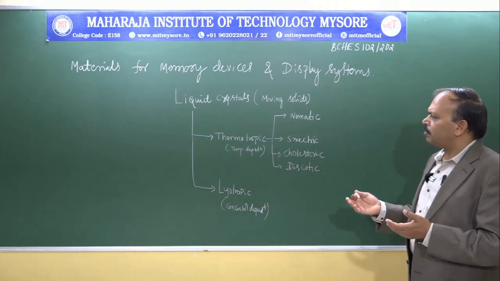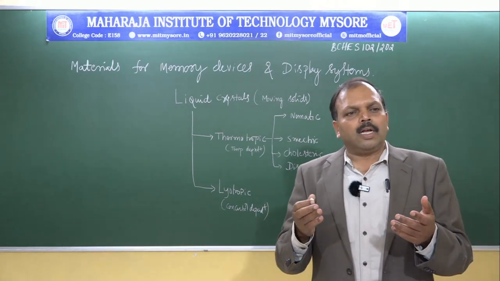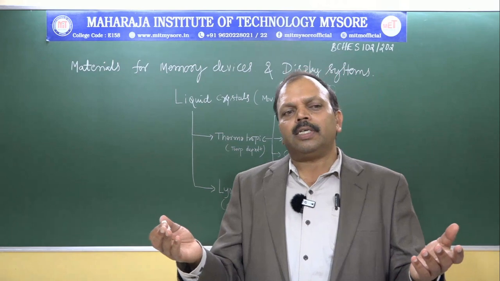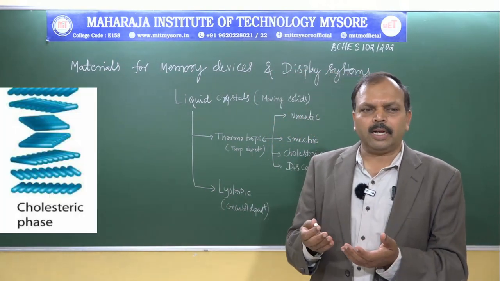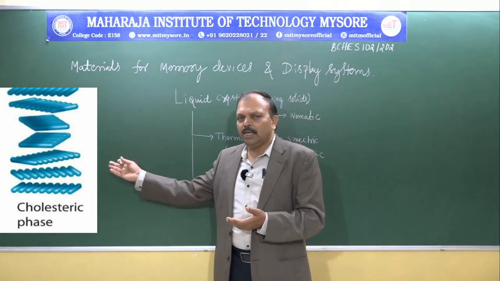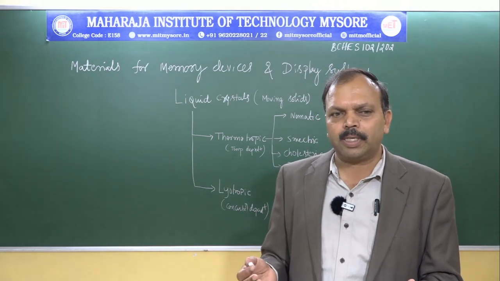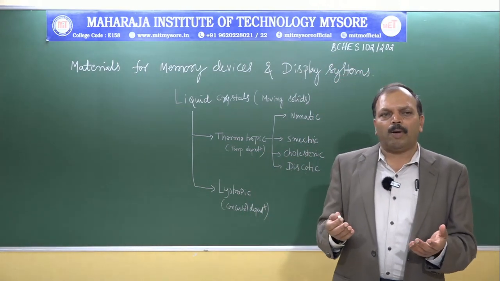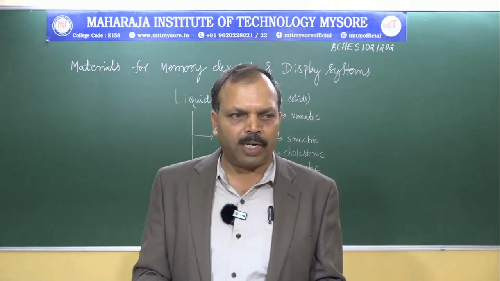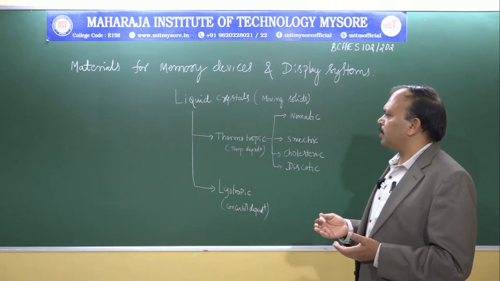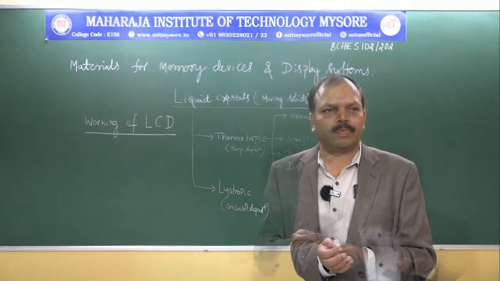The third subclass of the thermotropic liquid crystal is called cholesteric liquid crystals. In cholesteric liquid crystals, the molecules are arranged in a helical structure, as we have shown here in the diagram. The helical structure gives them unique optical properties. They are often used in optical applications such as light filters and also reflectors. The fourth subclass of the thermotropic liquid crystal is called discotic liquid crystal.